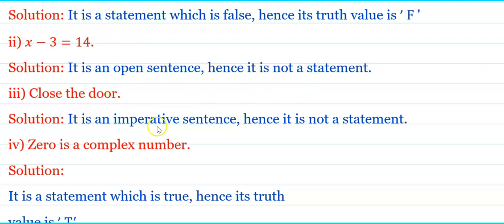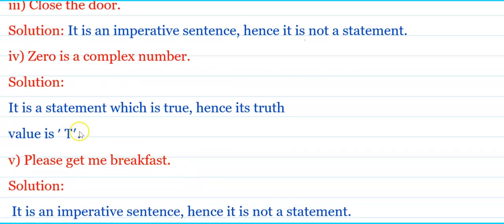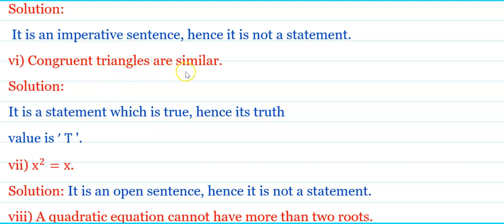Close the door. It is an imperative sentence and hence it is not a statement. 0 is a complex number. Solution: it is a statement which is true and hence its truth value is capital T. Okay. Please get me breakfast. It is an imperative sentence, hence it is not a statement. Next. Congruent triangles are similar. It is a statement which is true. Hence its truth value is capital T. Congruent triangles are always similar.